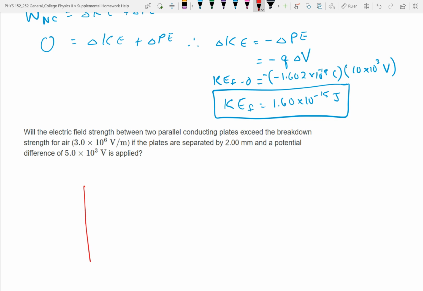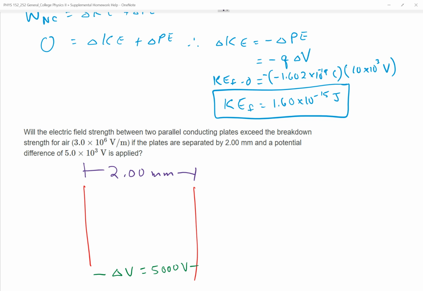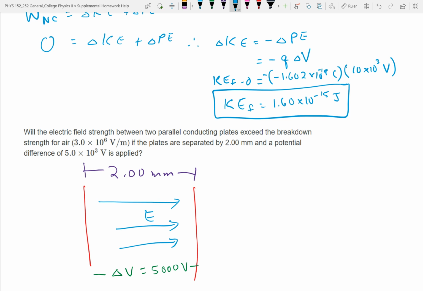Draw a diagram? Yeah. So here are my capacitor plates. I have a separation of 2.00 millimeters and a voltage difference of 5,000 volts. How do I find the electric field? Electric field is volts over distance. That's exactly it. So that's going to be 5,000 volts over 2.00 millimeters. Since that's millimeters, it means we're going to have a 10 to the third. So 5 divided by 2 is 2.5.